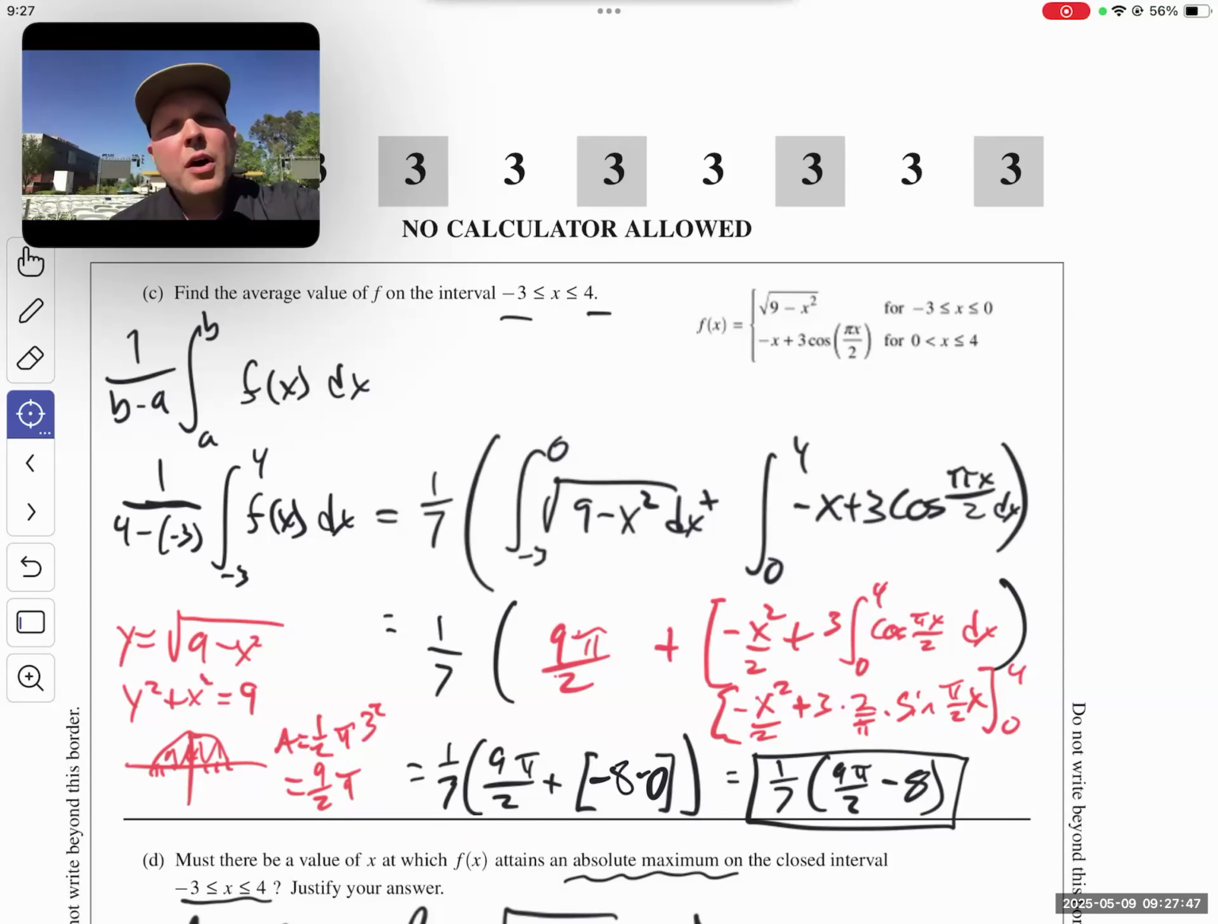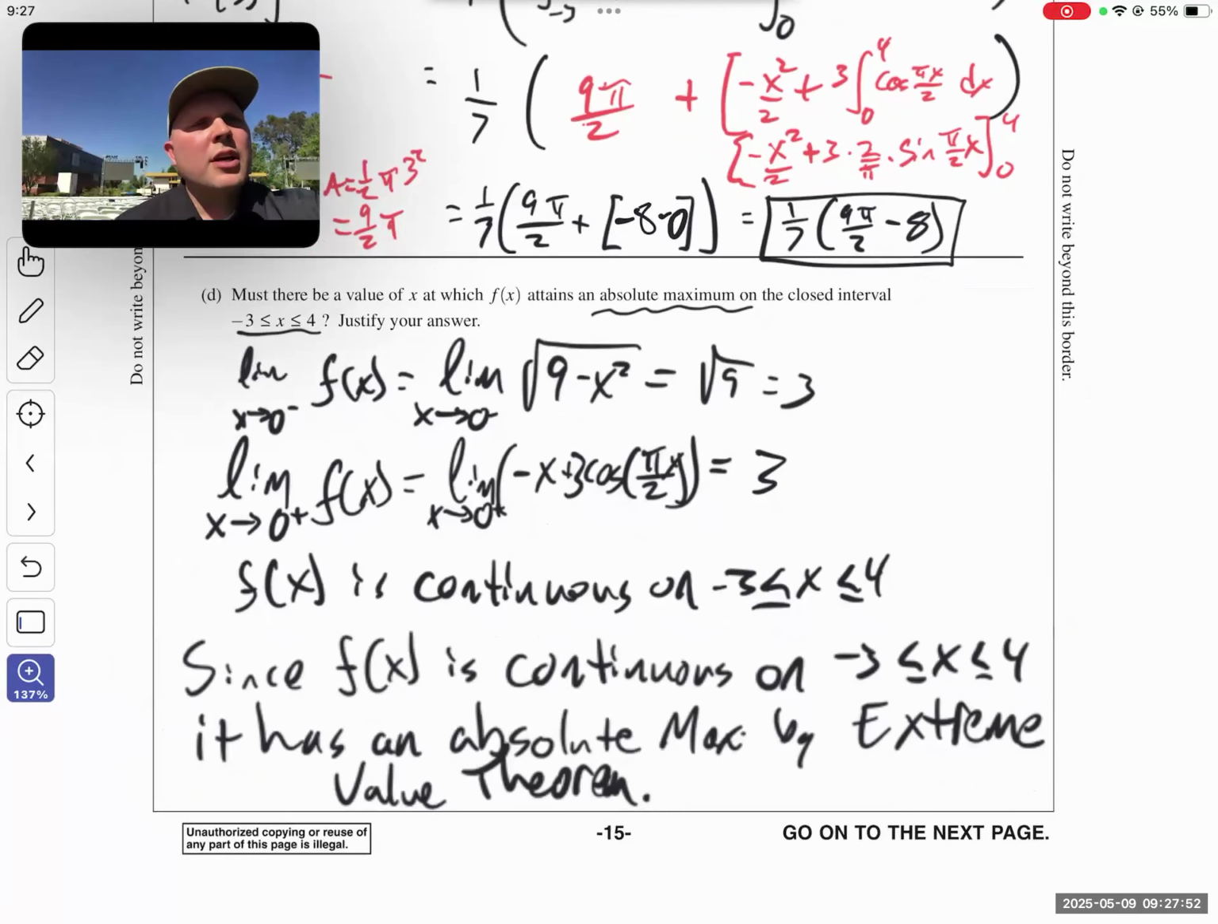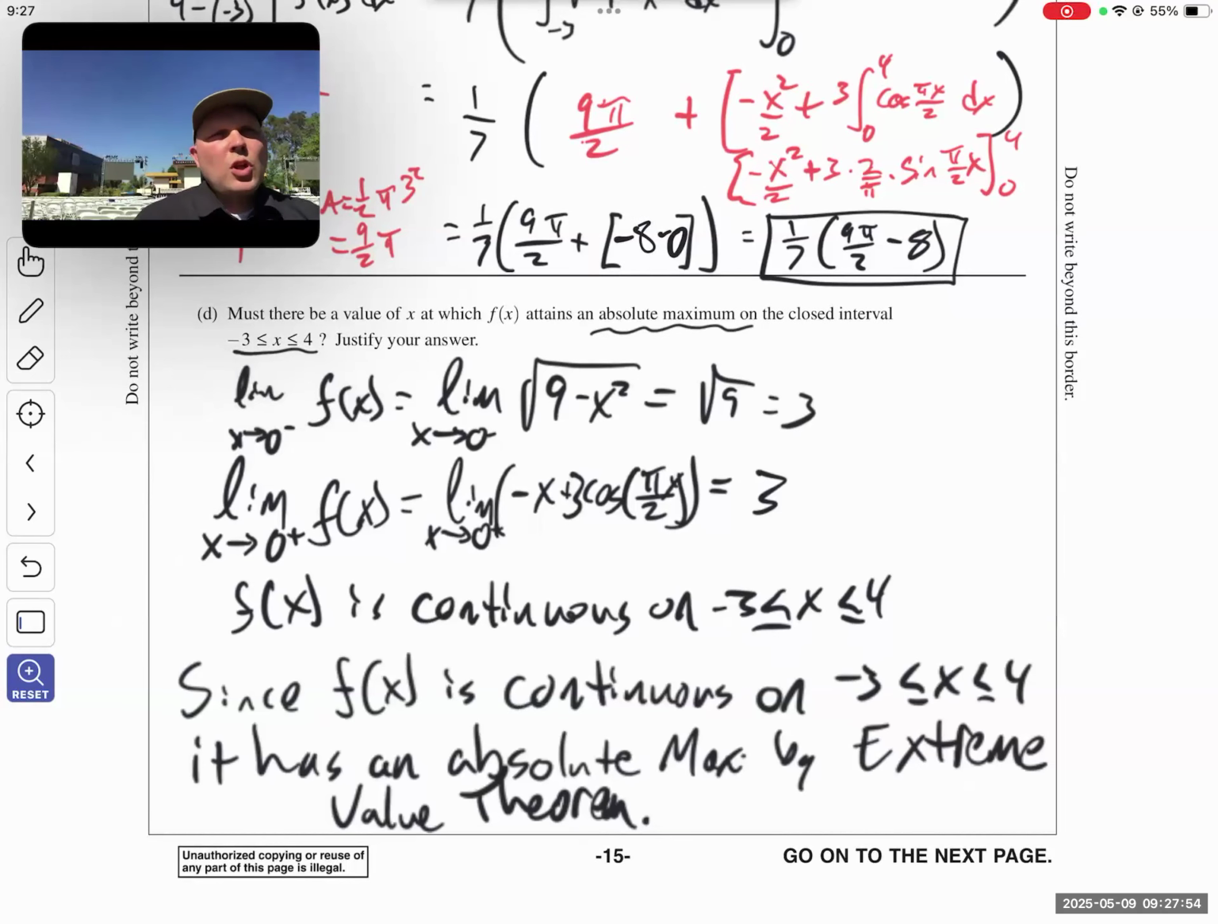Okay. All right. Last part here. We want to say that this has a maximum. All right. And there's a name for this, but if you don't state the name, you'd still get credit. Okay. So the name is extreme value theorem. We got to find out if this is continuous. If it's broken, then it doesn't matter.